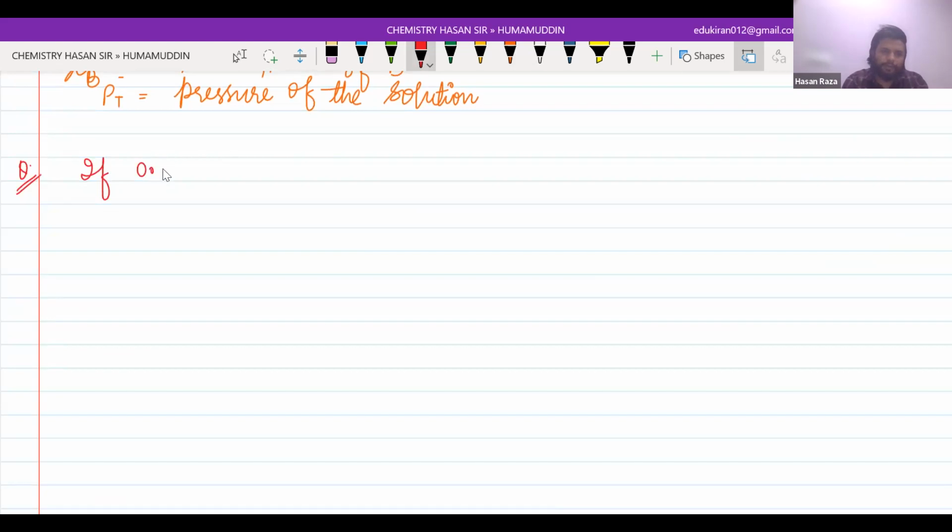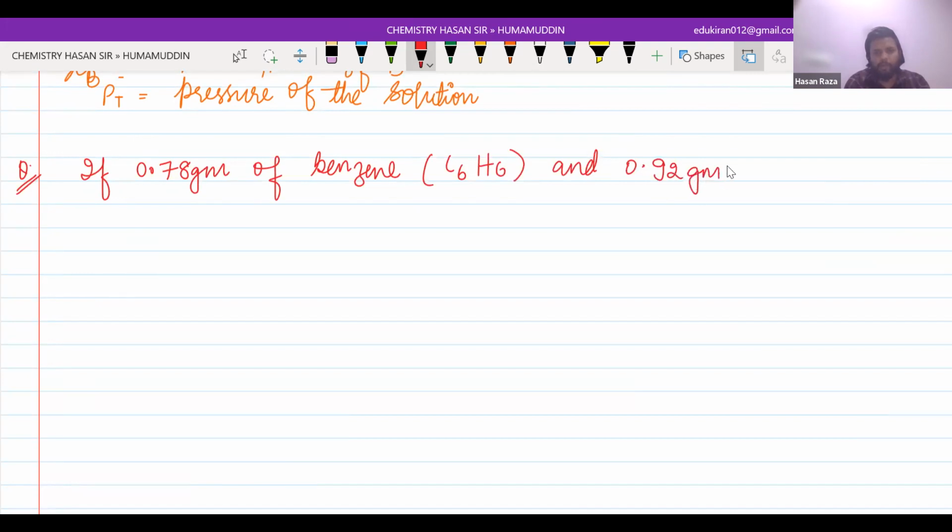If 0.78 gram of benzene, everyone knows the chemical formula of benzene, yes or no? Yes, sir, C6H6. And 0.92 gram of toluene. Toluene is basically C6H5CH3, so basically C7H8 you can write, are mixed.